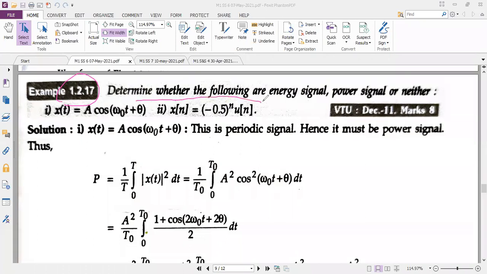Determine whether the following are energy signal, power signal, or neither. Energy signal, power signal, or neither. So you have two sub-questions. Even in my assignment yesterday, which I circulated, I think I have seen this question: x of t is equal to A cos omega naught t plus theta. Like this I have seen.